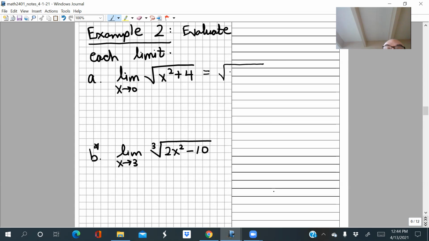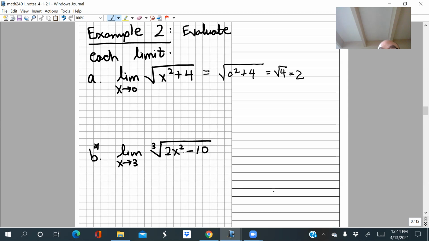Just plug in 0 for x, and you'll come up with the square root of 4, which is 2. So it's very easy to compute that this limit is 2. Same thing here.